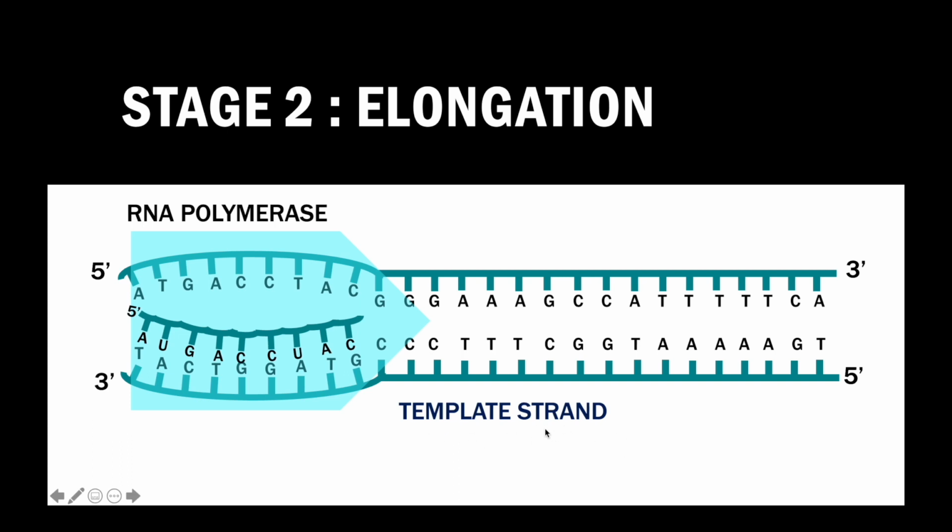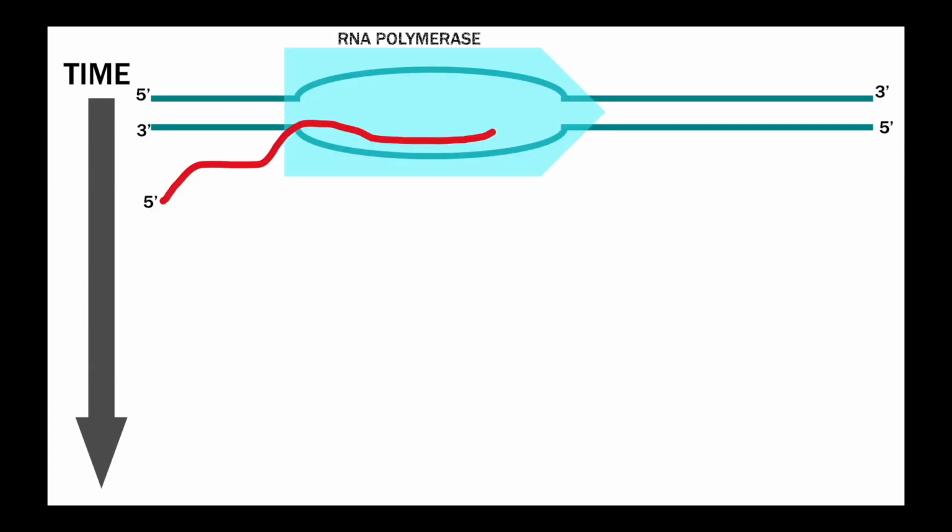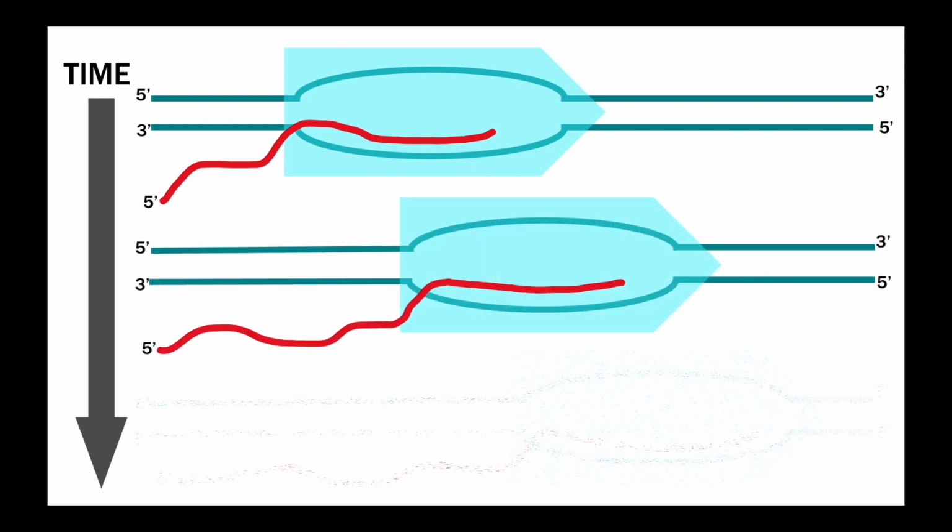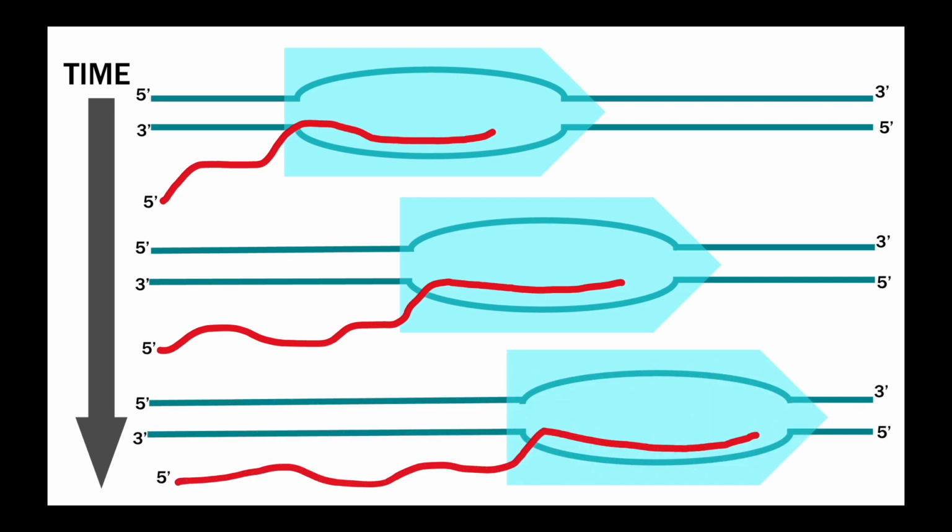Since the template strand runs from 3' to 5' end, therefore the new mRNA will be produced from 5' end to 3' end. As time progresses, the RNA polymerase will move downstream of the gene, like this. As the enzyme moves downstream of the gene, the enzyme will unwind the DNA and use the template strand as the template to synthesize the mRNA. Hence, you can see that the mRNA, the red line, grows as the enzyme travels downstream of the gene.